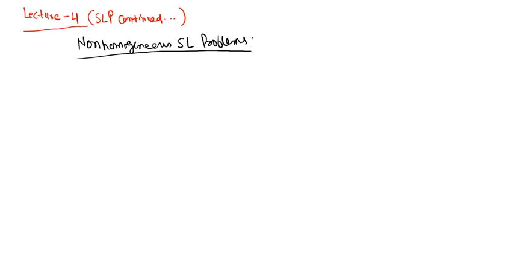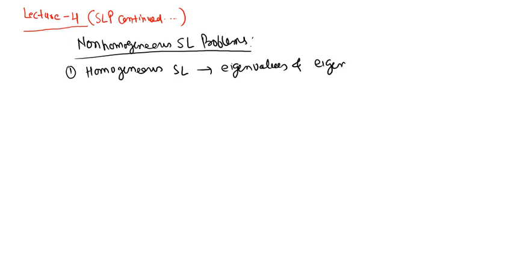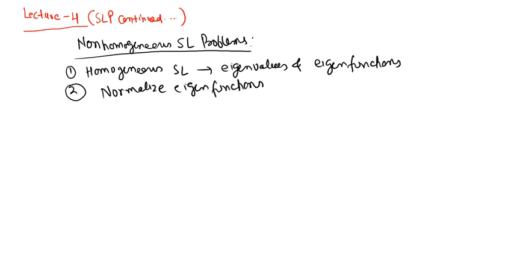So to solve non-homogeneous, firstly you solve the homogeneous SL problem, and then you find eigenvalues and eigenfunctions. Okay, and then normalize the eigenfunctions for simplicity, and then the non-homogeneous term or any continuous function can be written as a linear combination of those eigenfunctions with some constant, say an or bn.